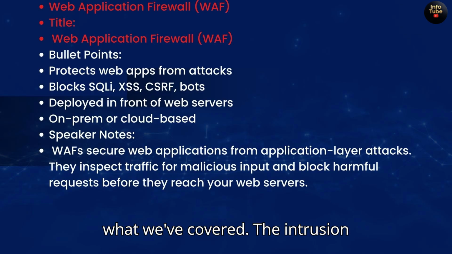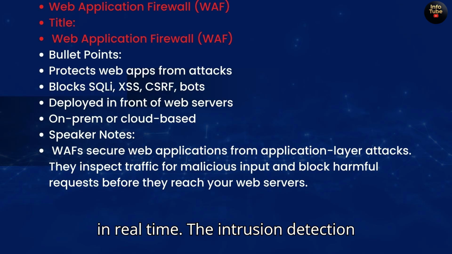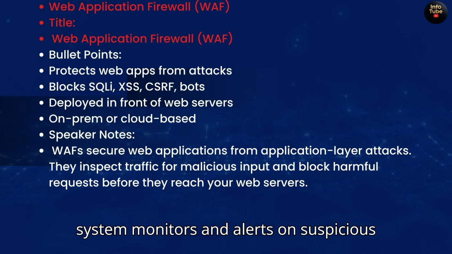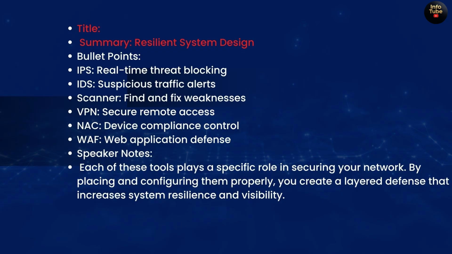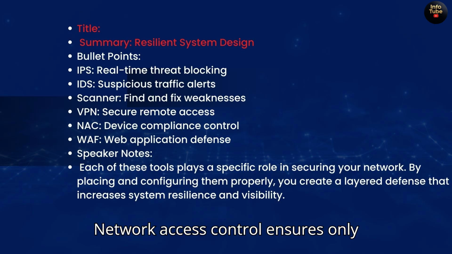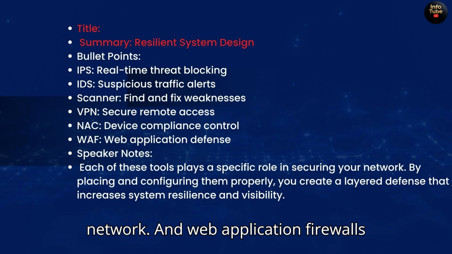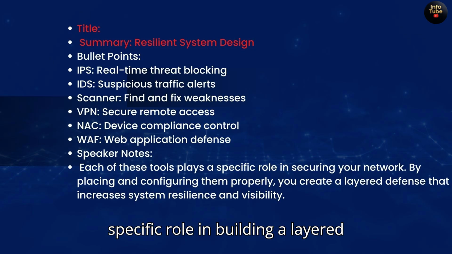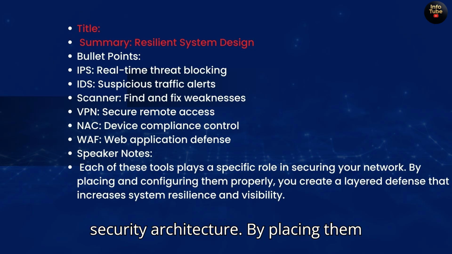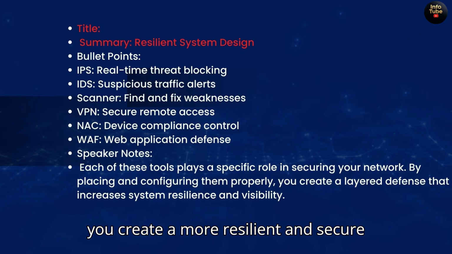Let's quickly review what we've covered. The Intrusion Prevention System actively blocks threats in real time. The Intrusion Detection System monitors and alerts on suspicious traffic. Vulnerability scanners identify weaknesses before they are exploited. Virtual private networks provide encrypted, remote access. Network access control ensures only secure and compliant devices can join the network. And web application firewalls protect against application layer attacks. Each of these tools plays a specific role in building a layered security architecture. By placing them correctly and configuring them properly, you create a more resilient and secure environment.